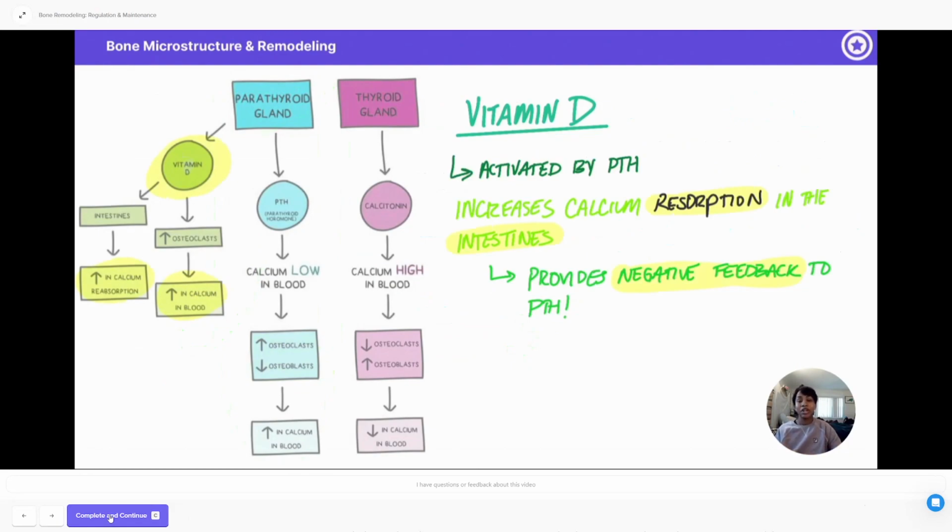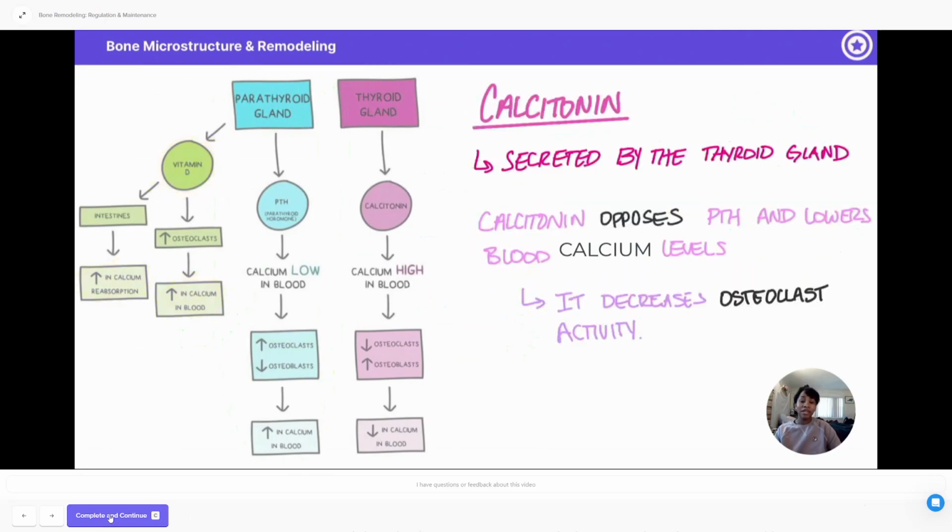It has to be able to shut itself off as well. Additionally, something that helps with that is going to be calcitonin, which is released from the thyroid gland. And calcitonin is going to oppose both PTH and vitamin D and lower blood calcium levels. So if calcium in the blood is high, we get calcitonin activity.